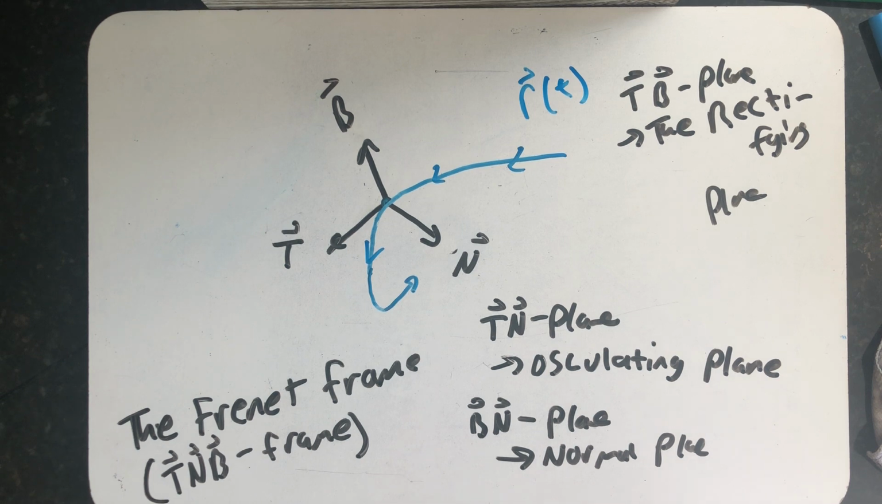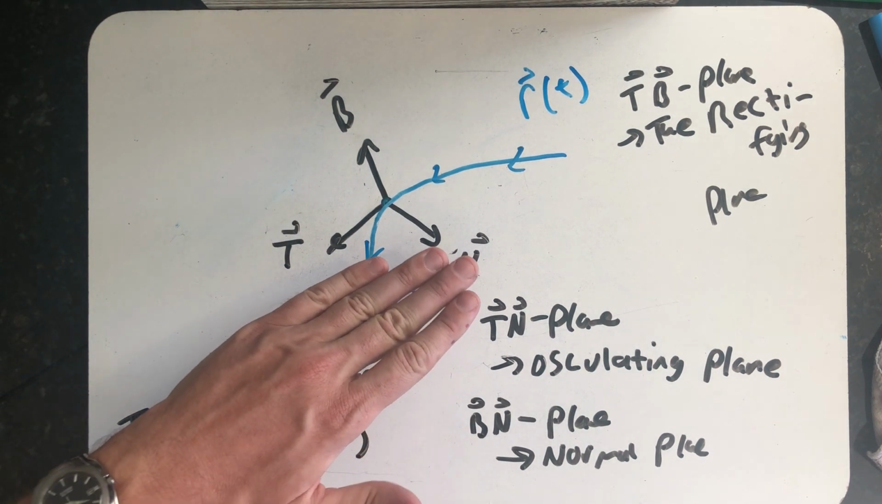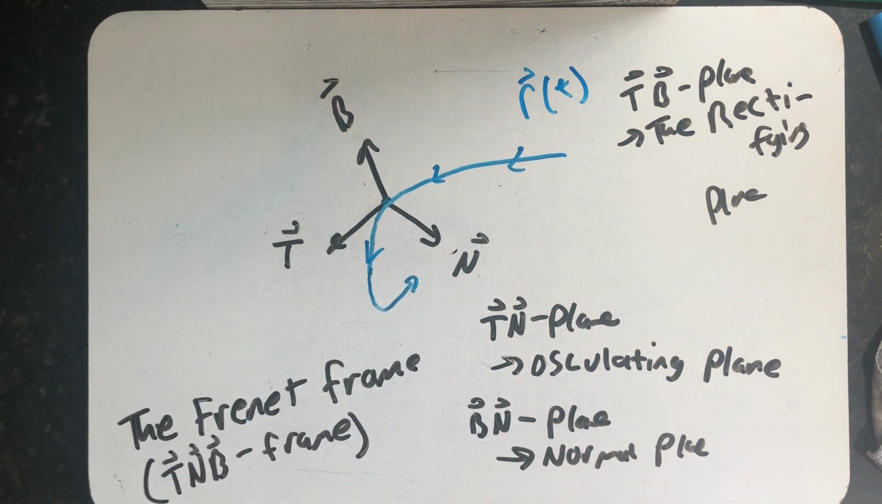In chapter 13.5, there's also a calculation called torsion, which calculates the rate at which the osculating plane turns along T as the particle moves. We're not going to go over that calculation this semester, but you might see it pop up in a physics class or in a math class down the road. But for now, that's the Frenet frame.